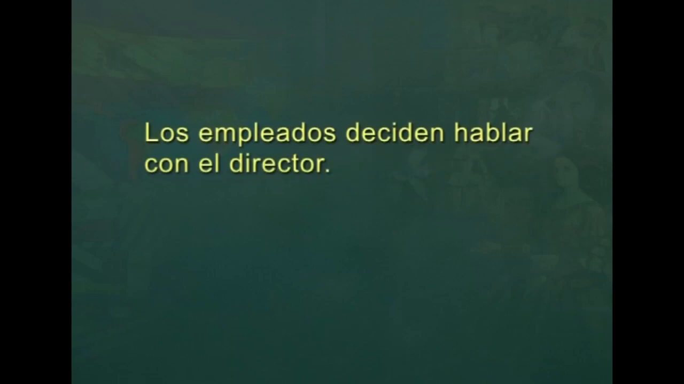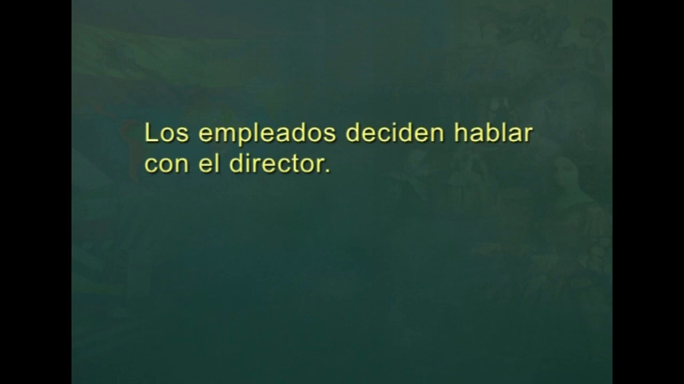Now, we shall make a sentence with another IR ending verb, decidir, which means to decide. The sentence goes like this: los empleados deciden hablar con el director. Decidir is to decide, and yes, hablar is to speak.